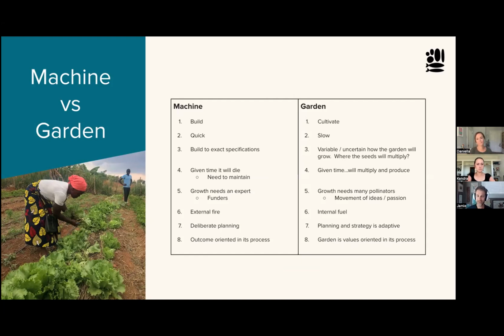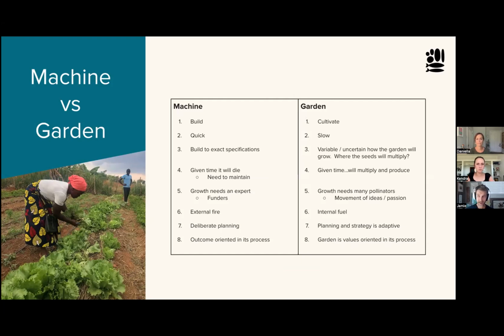And that's the beauty of the garden metaphor. Growth of a machine really depends on an expert, depends on outside funding. How do we have growth that happens in a garden? Well, it depends on pollinators. It depends on bees. Just picture this garden, looking out and seeing these bees moving and pollinating from flower to flower in your garden, right?